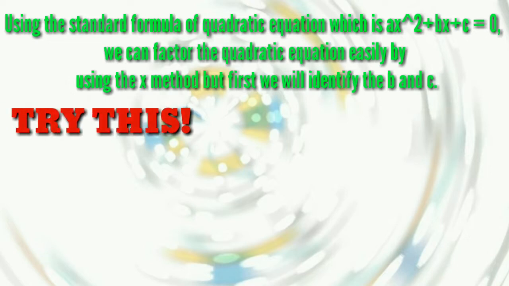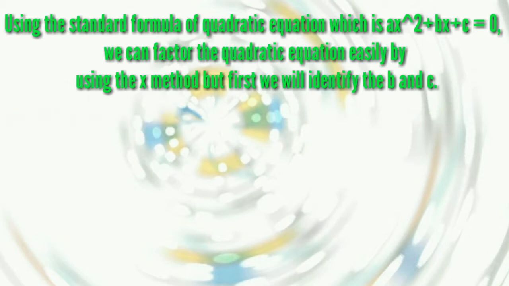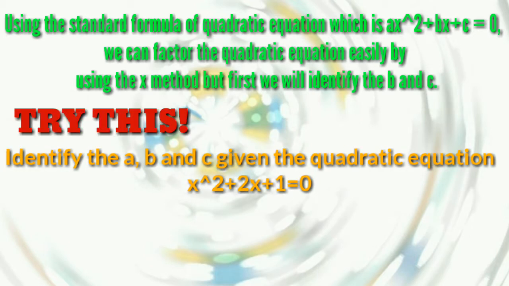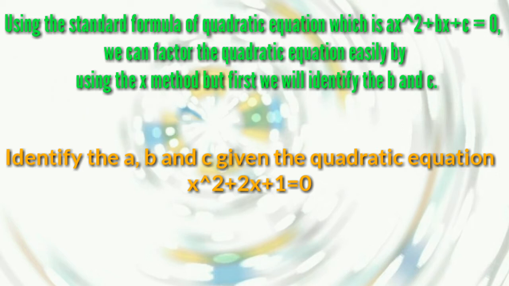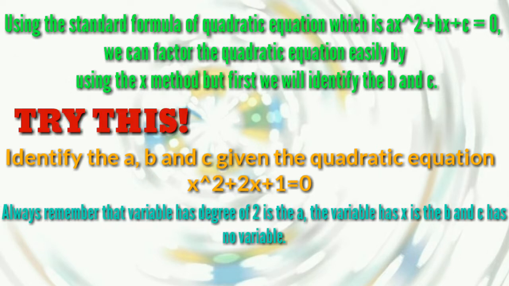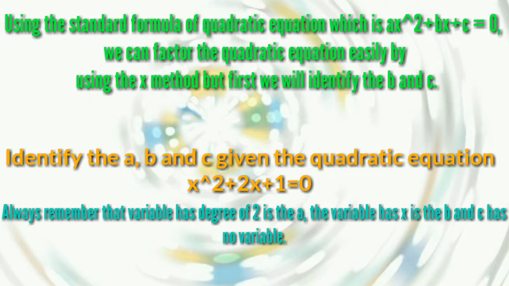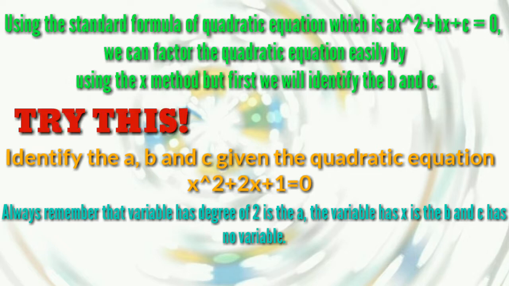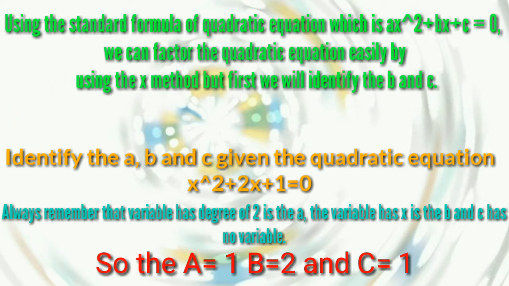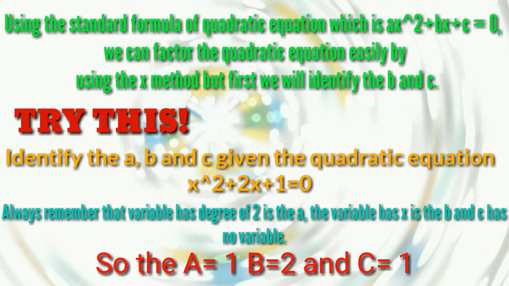Try this by identifying the a, b, and c of a certain quadratic equation. Given the quadratic equation, x squared plus 2x plus 1 equals 0. In identifying the a, b, and c, always remember that the variable that has degree of 2 is the a, the variable x is the b, and c has no variable. So the value of a is equal to 1, b is equal to 2, and c is equal to 1.